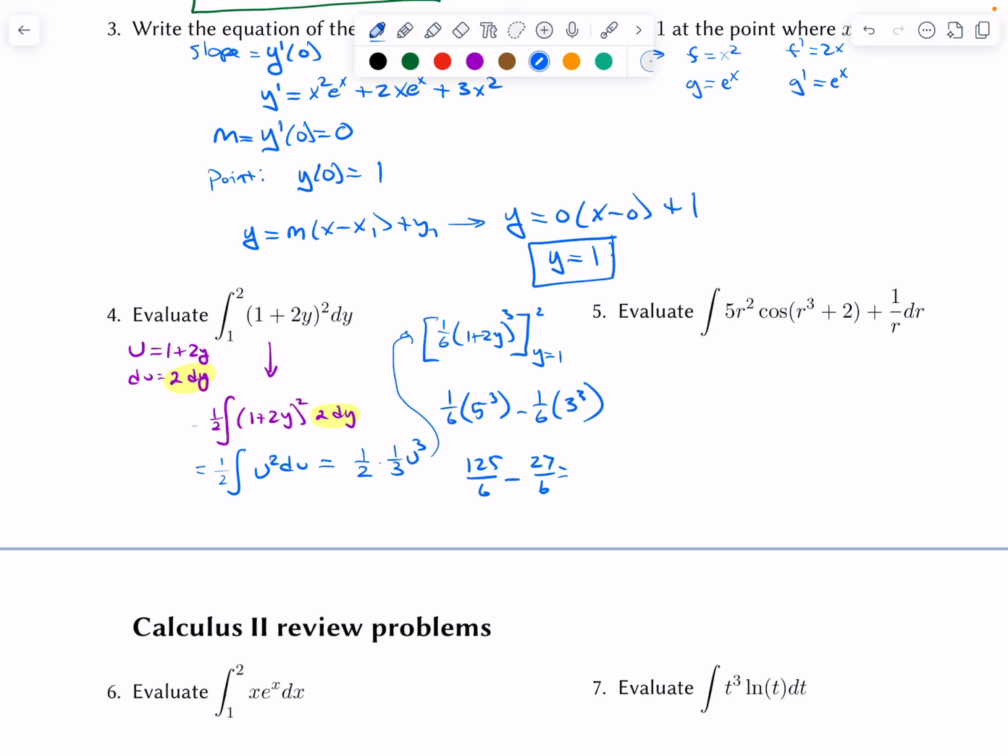So let's see, 125/6 minus 27/6 is 98/6, which we can divide by 2, so that's 49/3.